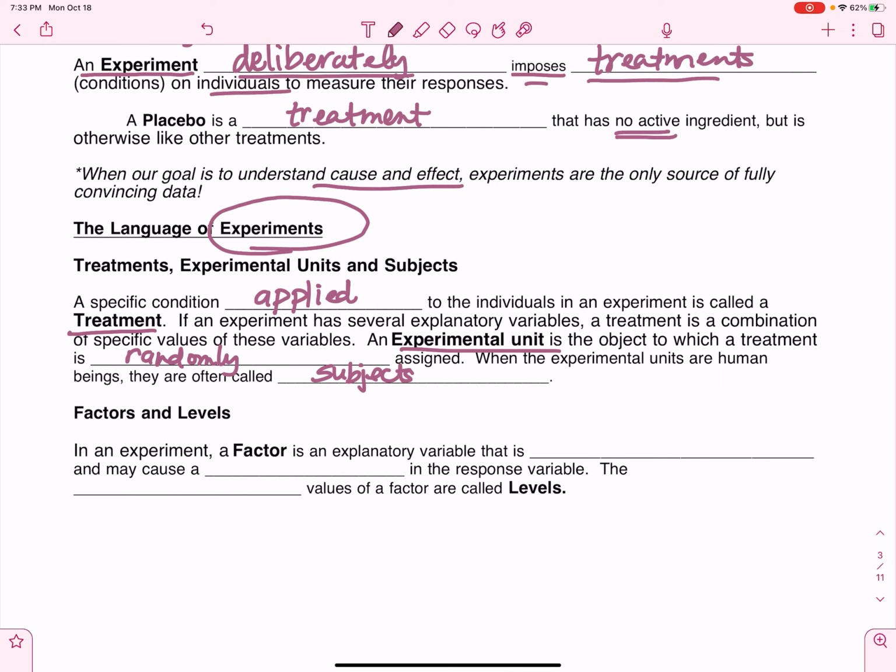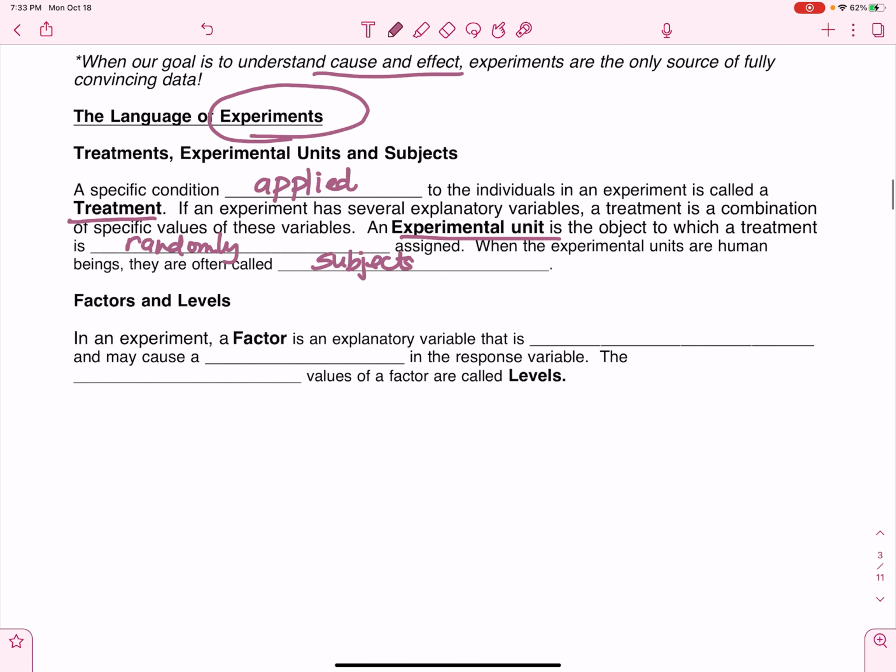Within this idea of experiments, we are going to talk about factors and levels. A factor is any explanatory variable that is going to be manipulated. This is what is being manipulated, and it may cause a change in the response variable, and the different values of that factor are referred to as levels. And then, of course, all of the levels added up together show me my treatments.